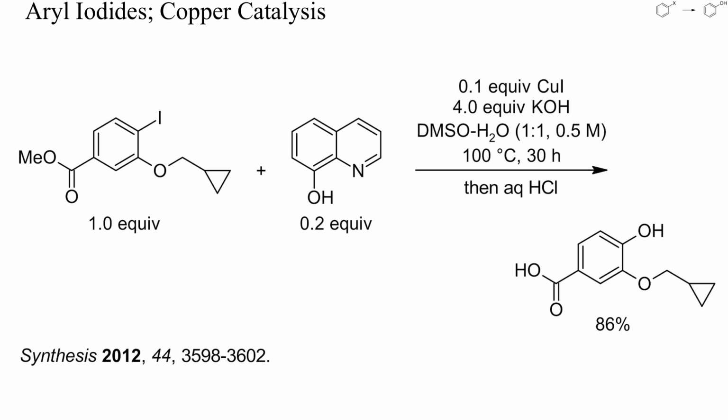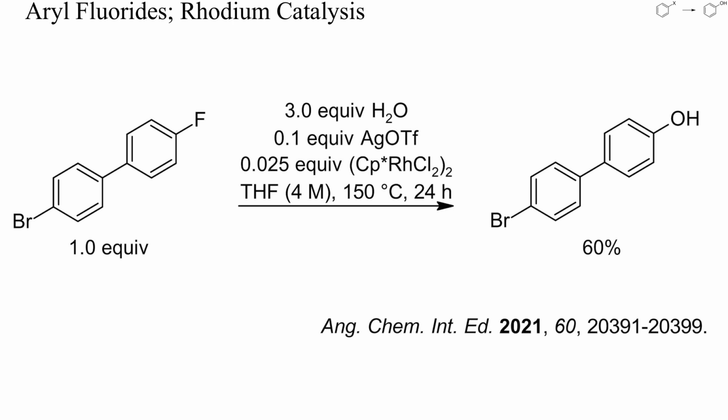Here, a substituted methyl 4-iodobenzoate was converted into a phenol with an excess of potassium hydroxide and 10% of a copper hydroxyquinoline complex. Aryl fluorides devoid of electron-withdrawing groups do not readily undergo aromatic nucleophilic substitution. Here, with the aid of 10% of silver triflate and catalytic rhodium, the authors substituted fluoride selectively in the presence of bromide, but such examples are rare and of limited practical relevance.